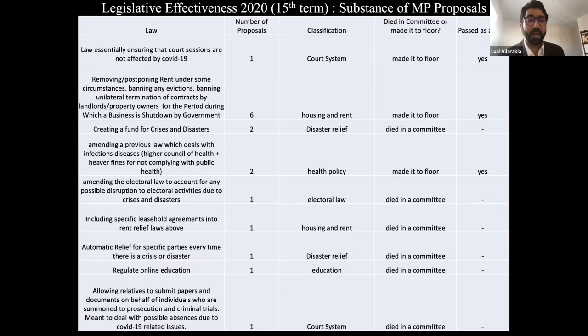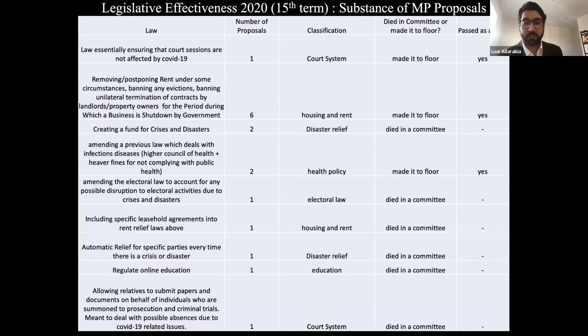And the amendment added that there should be a higher council of health every time there's a crisis or disaster, and that there should be heavier fines for not complying with public health. There were two proposals, and they were consolidated into one law, and they were passed. They made it to the floor outside of the committee. The rest of the laws died in the committee.